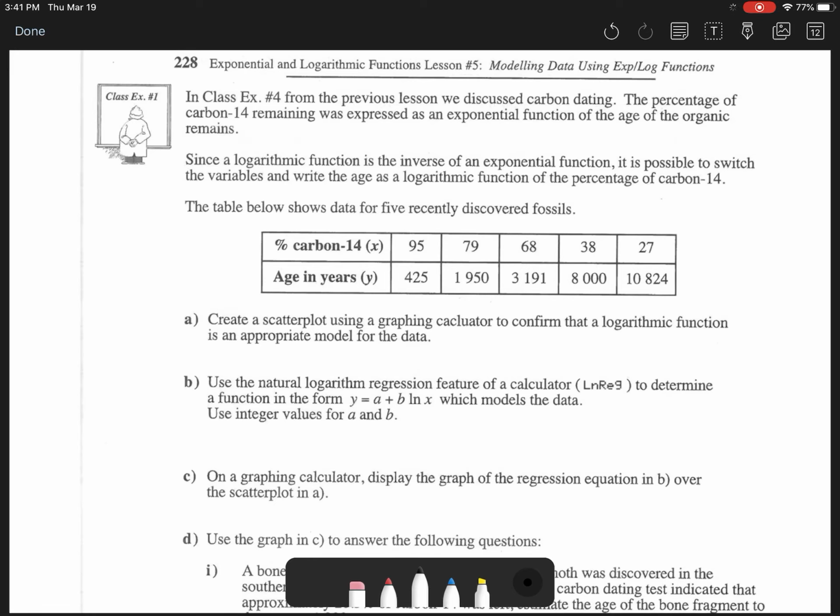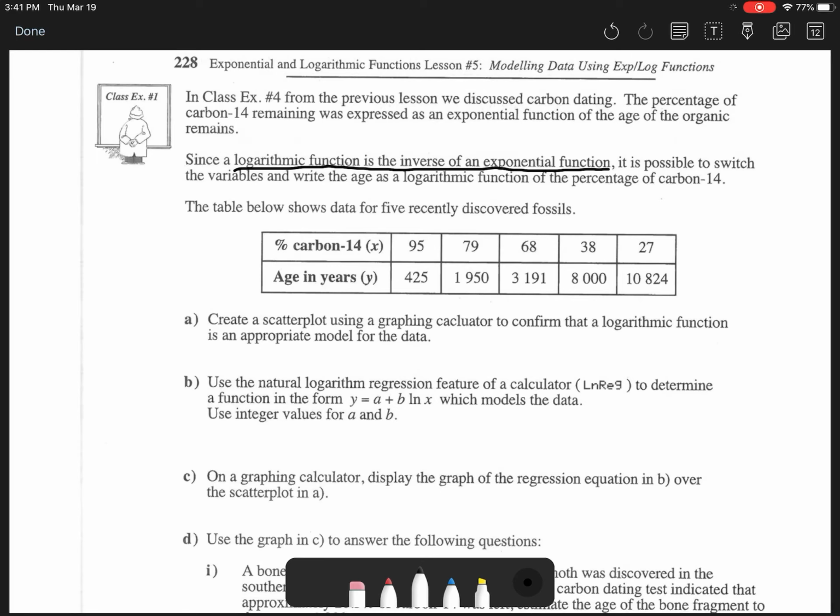In class example 4 from the previous lesson, we discussed carbon dating. The percentage of carbon-14 remaining was expressed as an exponential function of the age of the organic remains. Since a log function is the inverse of an exponential function, okay, and again, that's a key point. So if you want to highlight that, that's probably not a bad idea. We've highlighted that and discussed that in a couple of other sections, but again, always good to review it and remember that moving forward. It is possible to switch the variables and write the age as a log function of the percentage of carbon-14. So they switch the x's and the y's.